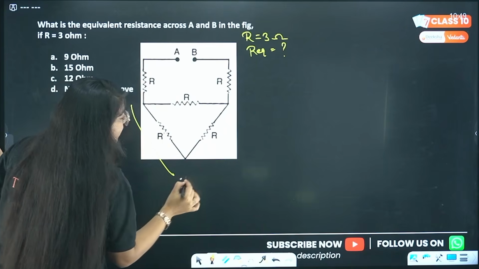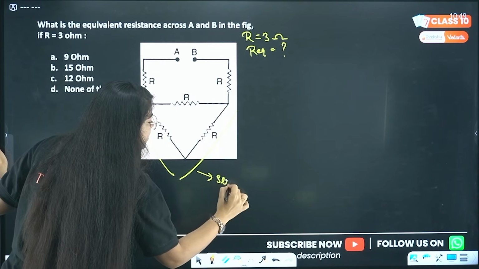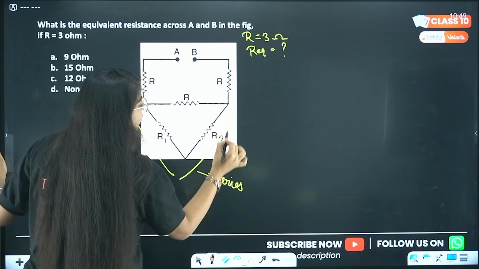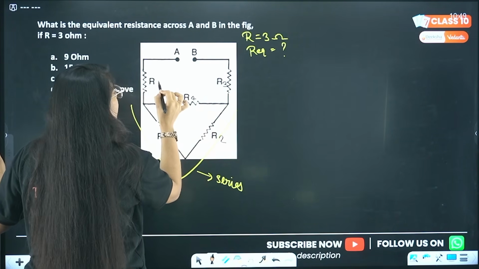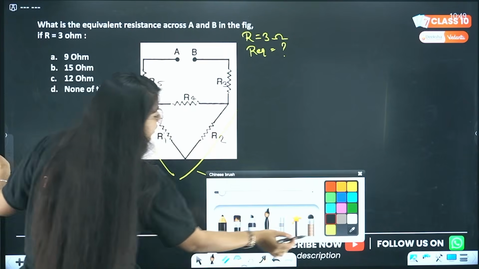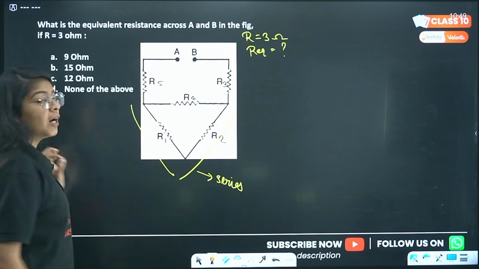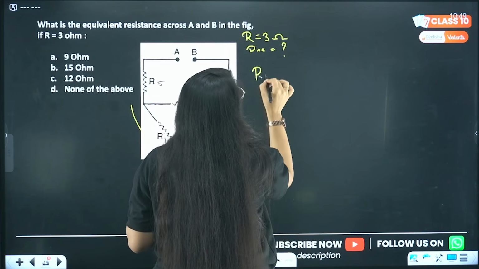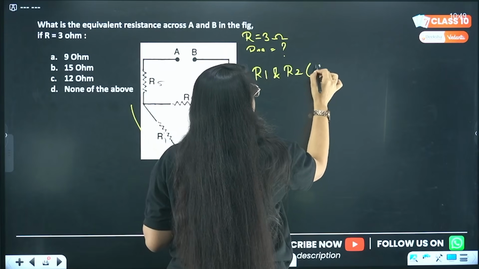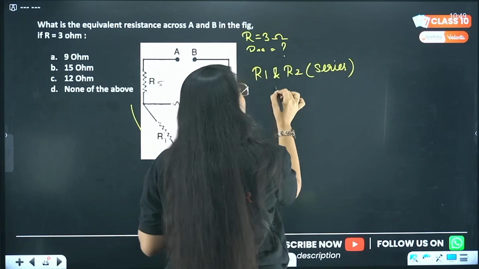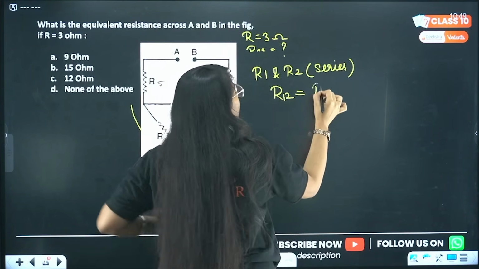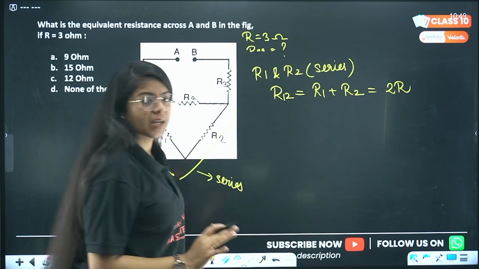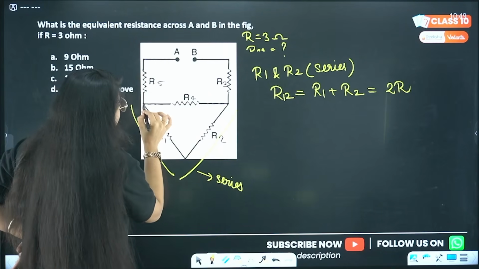So see, first these two are in series. Let us name them, okay? Let's say this is R1, this is R2, this is R3, R4, R5. Correct? So now tell me, isn't R1 and R2 in series, right? So R1 and R2 are in series. So we will simply add them. So R12 will become R1 plus R2. That will be 2R. Right? Till here any doubt?